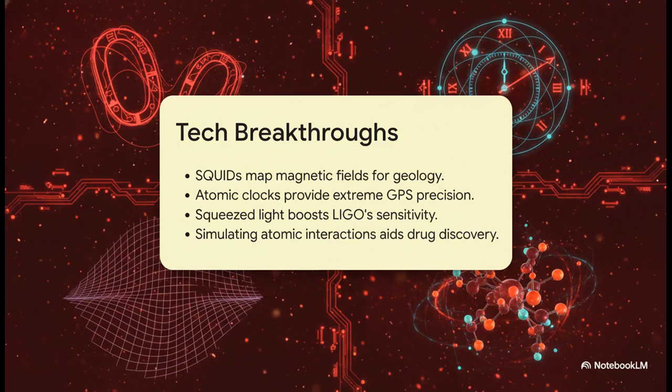Then we have atomic and optical clocks. They use highly stable atomic resonant frequencies to keep the ultra-precise time that our global GPS and financial trading systems rely on. We even use squeezed light, which is a specialized interference technique, to boost the sensitivity of LIGO. That's what allows us to literally detect gravitational waves from deep space. And over in the pharmaceutical world, mimicking these exact quantum wave interactions lets us simulate complex atomic molecular structures, which is massively accelerating drug discovery.